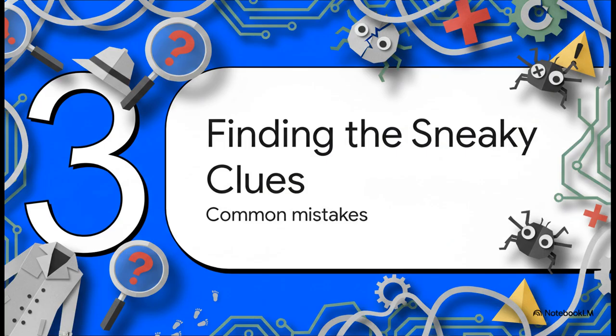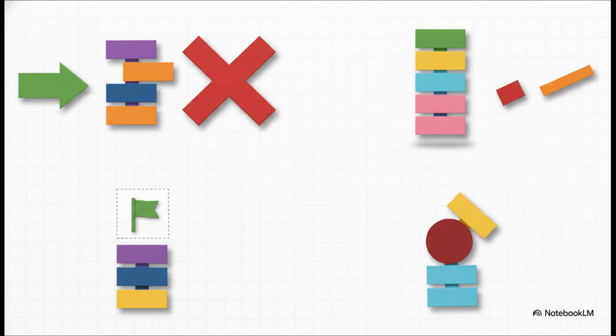So, what do these clues even look like? Well, a lot of bugs are just the same few mistakes that happen over and over again. Let's learn how to spot these sneaky clues. These are the 4 biggest clues you'll find. Sometimes the code blocks are just in the totally wrong order. Other times you'll see blocks that are kind of floating by themselves, not connected to anything. Oh, and a really common one is forgetting that green flag block that starts the whole thing. And of course, sometimes we just use the wrong block by accident.